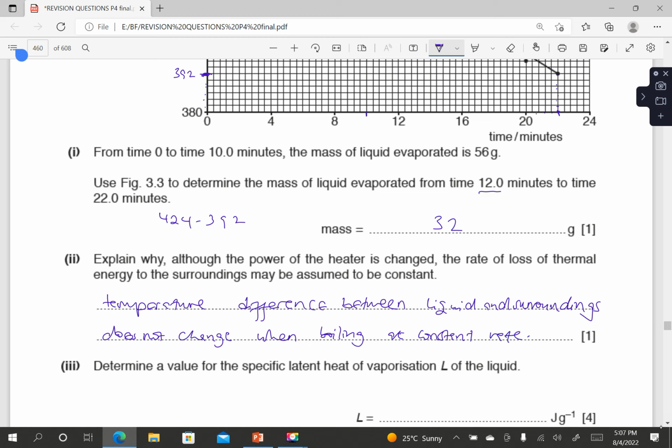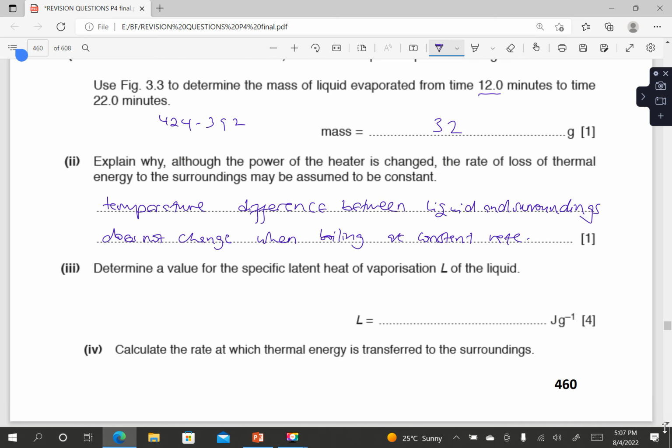So it also implies that the temperature of the apparatus does not change. Determine a value for the specific latent heat of vaporization L. So, of course, the amount of heat supplied, Q, is equal to power times time. And of course, we expect that this is the one which is going to go into melting the ice. This is equal to I times V times T, because they have given us values of I, V, and the time.